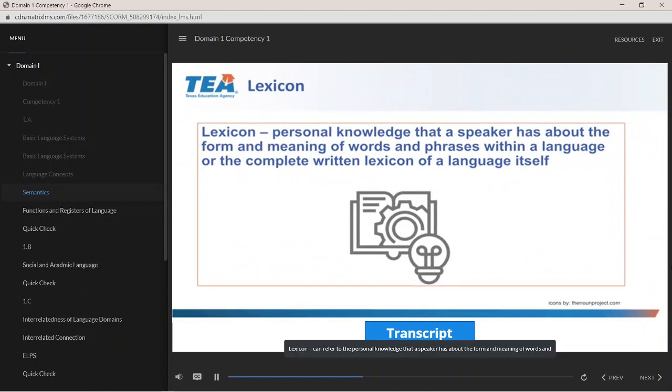Lexicon can refer to the personal knowledge that a speaker has about the form and meaning of words and phrases within a language, or the complete written lexicon of a language itself. English learners are developing their own lexicon as they acquire English vocabulary.